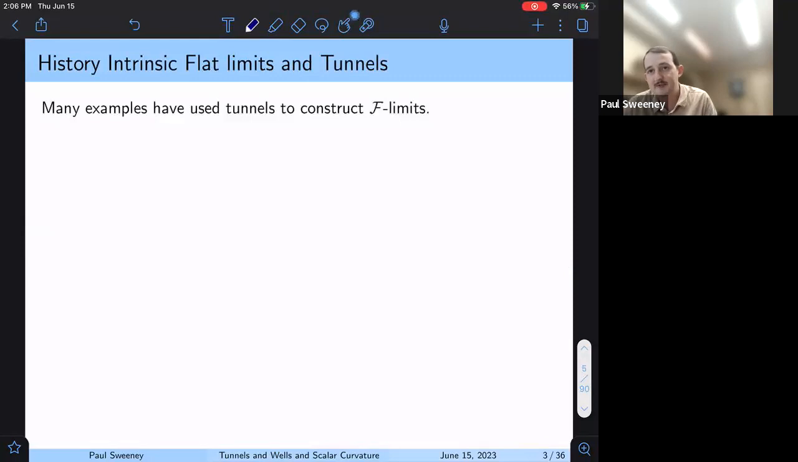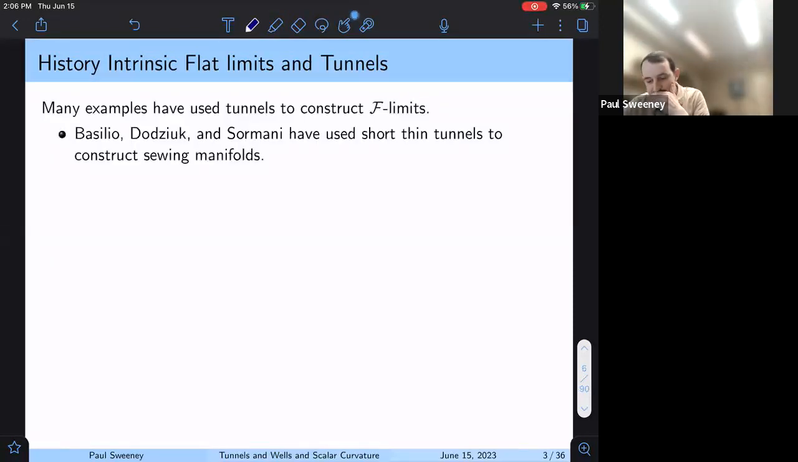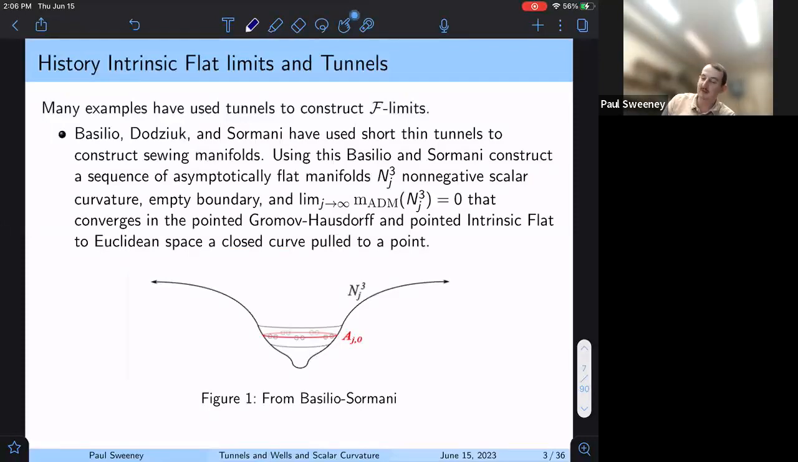In relation to intrinsic flat limits, tunnels have been used to construct many different types of limits and to explore what can happen under a limiting process in the intrinsic flat sense. So they constructed short tunnels, Basilio, Dodziuk, and Sormani, to construct sewing manifolds. There'll be a picture in a second. And using these, they were able to construct a sequence of asymptotically flat manifolds with non-negative scalar curvature, empty boundary, and whose limit of the ADM mass is 0, and it converges in the pointed Gromov-Hausdorff and the pointed intrinsic flat sense to Euclidean space with a curve pulled to a point.